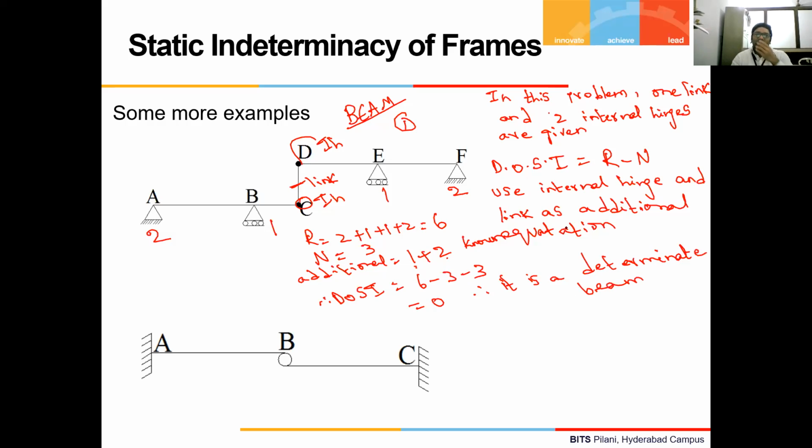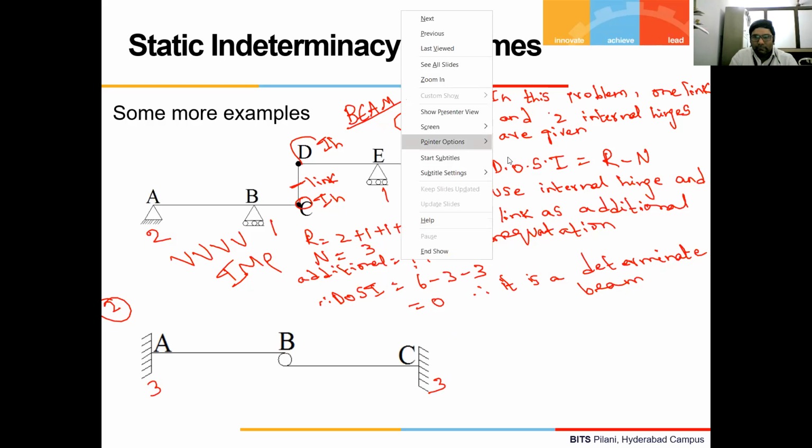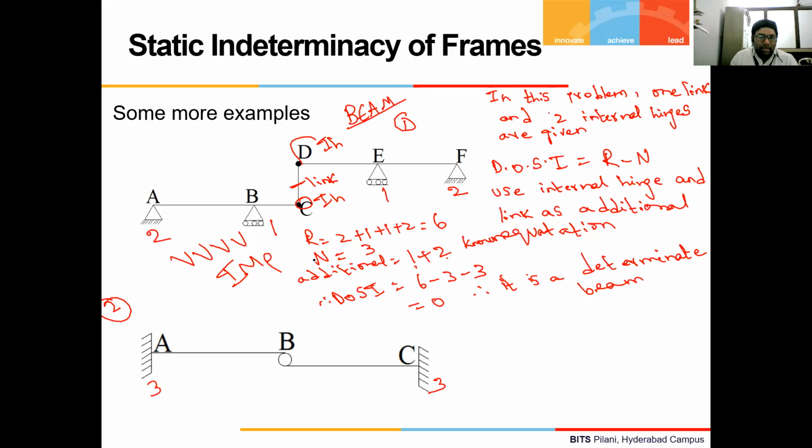That's a very, very important problem. Both these problems are very important. Now let me explain this one right now. The bottom one, the second problem here. So here we have 3 reactions. Here we have 3 reactions. Total value is 6, correct.